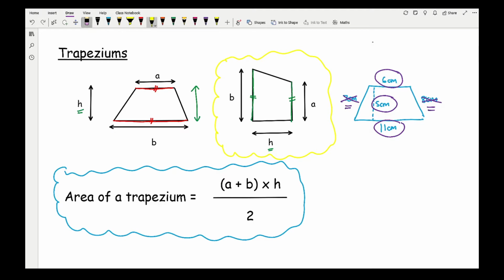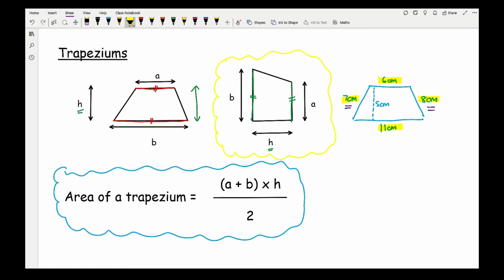So to work out the perimeter, and let me just get rid of the markings of those and get that C back in, if I was working with the perimeter, then obviously what I would need to know is all the sides of that particular shape. So I would add 6 plus 8 plus 11 plus 7. But here we're just focusing on the area of the trapezium.